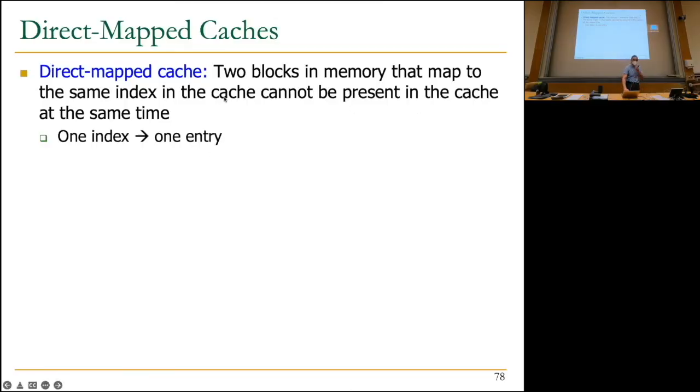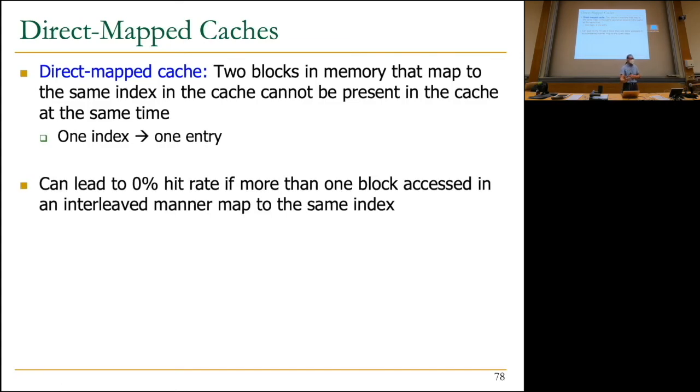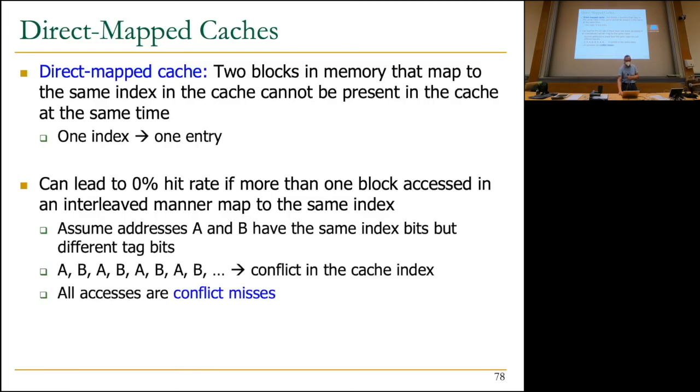2 blocks in memory that map to the same index in the cache cannot be present in the cache at the same time because one index has only one entry. And as a result, this can lead to 0% hit rate if more than one block is accessed in an interleaved manner, just like I showed you earlier, right? So you can generalize this. Assume addresses A and B have the same index bits, but different tag bits. If you keep accessing A, B, A, B, A, B, A, B with that access pattern, they conflict in the cache index, and all accesses are conflict misses.